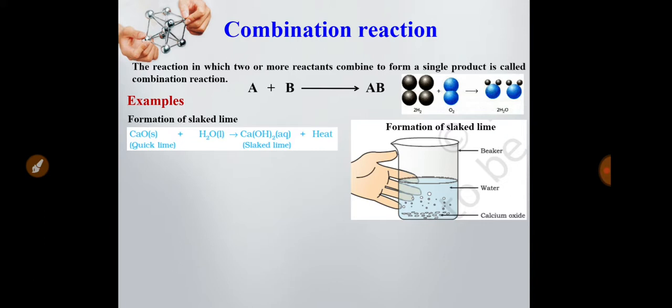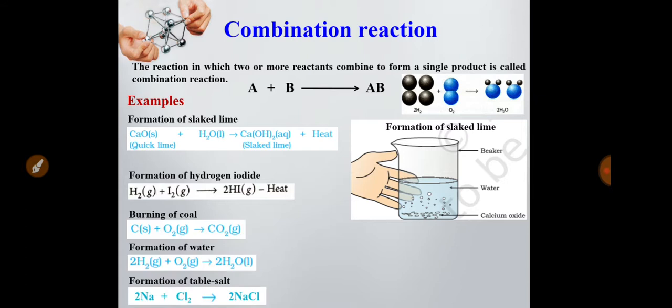and when it reacts it will form calcium hydroxide, white color calcium hydroxide. Now the second example of combination reaction is formation of hydrogen iodide. Here also hydrogen gas and iodine gas, both reactants react with each other to form a single compound, that is hydrogen iodide. Here the difference is that heat is absorbed.